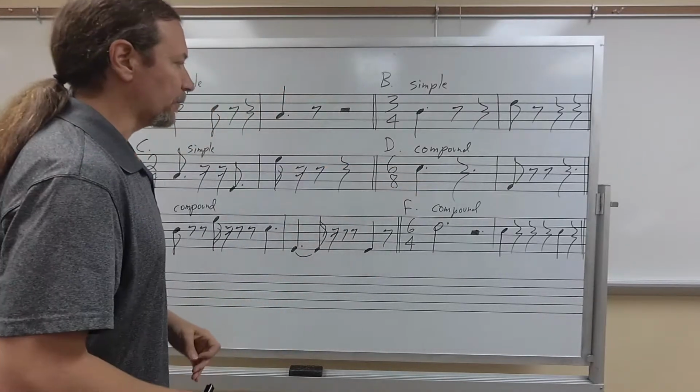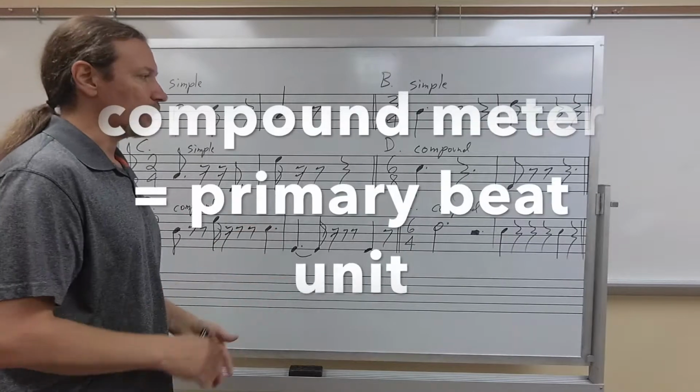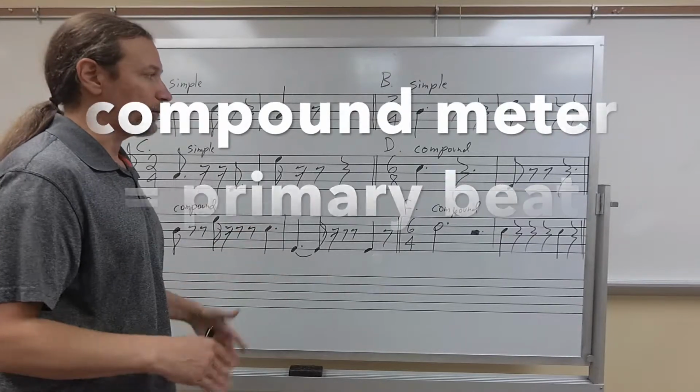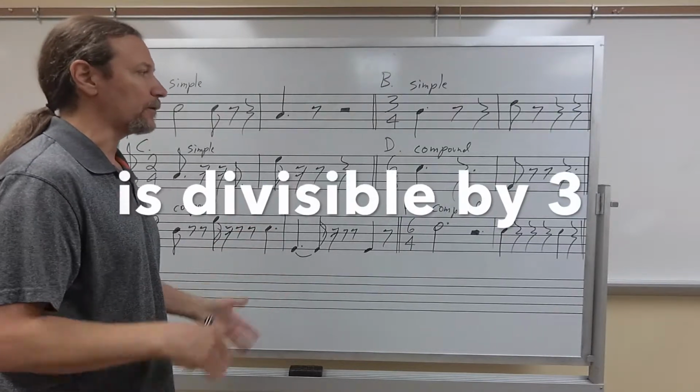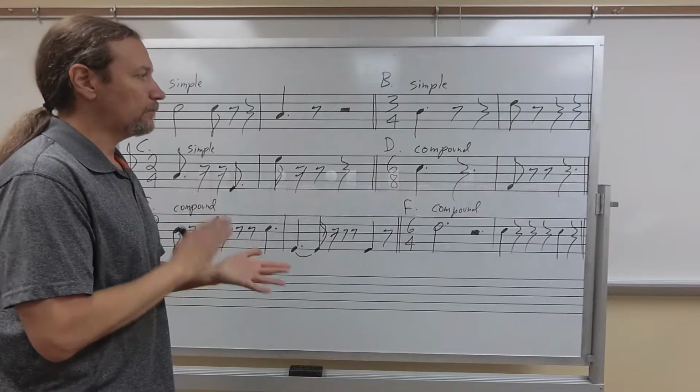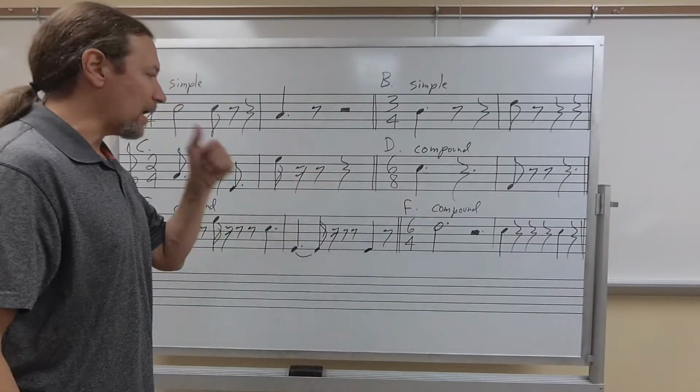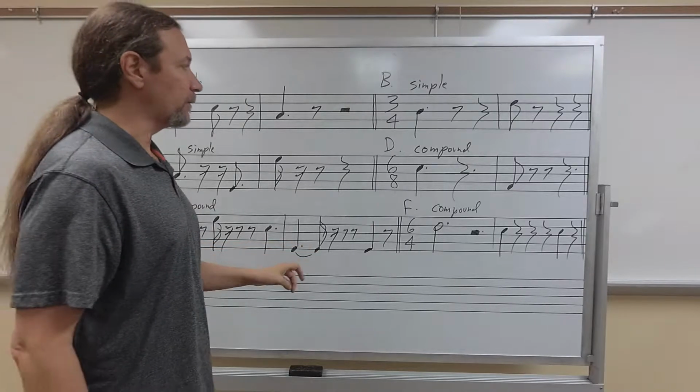Compound meter, however, is something different. Whatever your primary beat unit is, the next subdivision, the first level of subdivision, divides into threes, or groups of three. Compound meter universally does this.